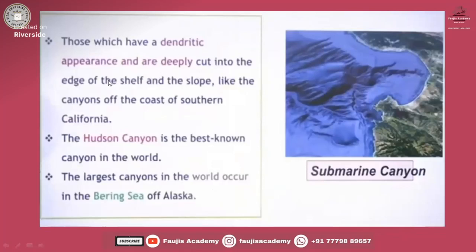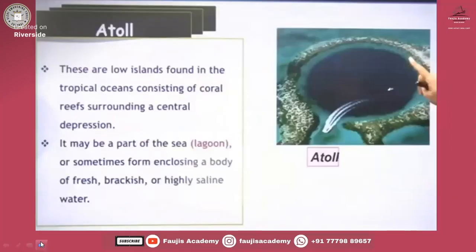So those which have a dendritic appearance and are deeply cut into the edge of the shelf and the slope, like the canyons off the coast of southern California. You can see the Hudson River, that Hudson Canyon, there we have the dendritic valley. So that is about the dendritic valley, that is Hudson Canyon.